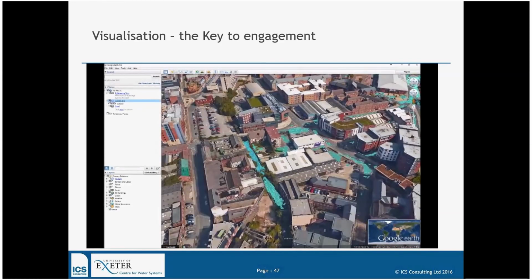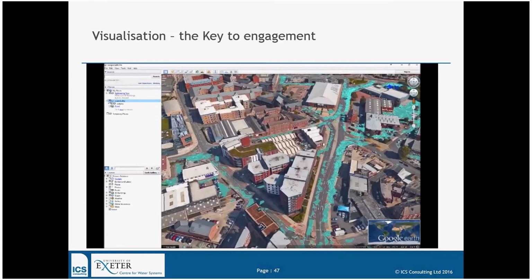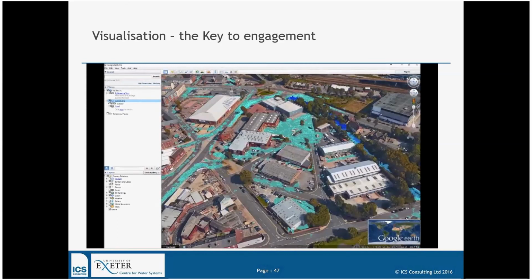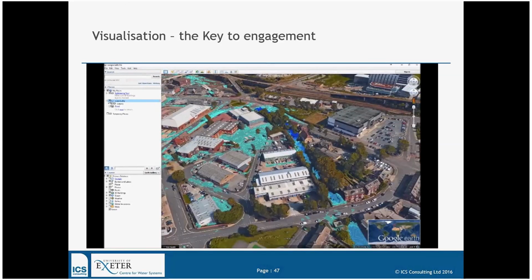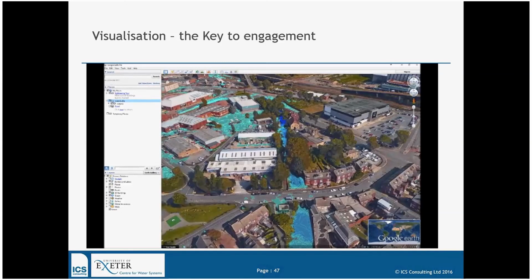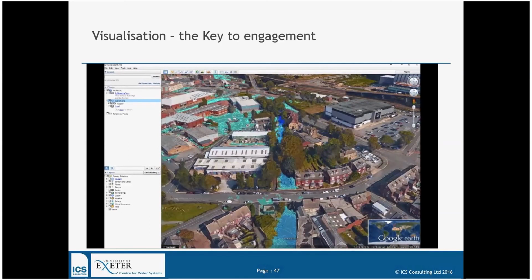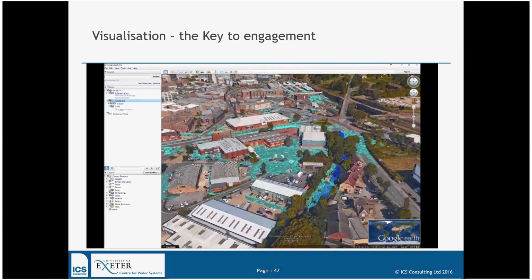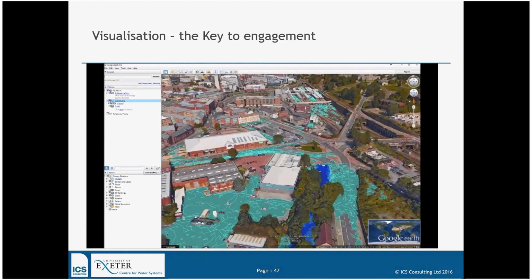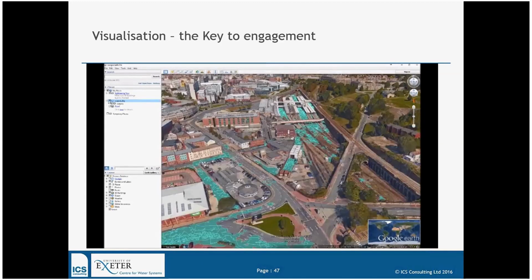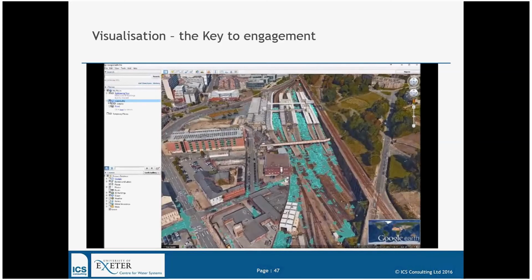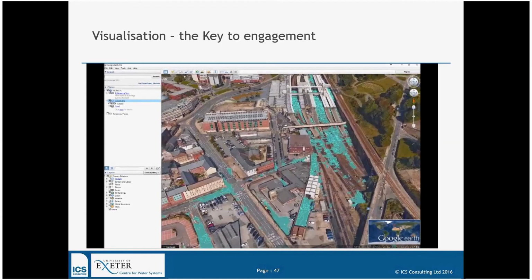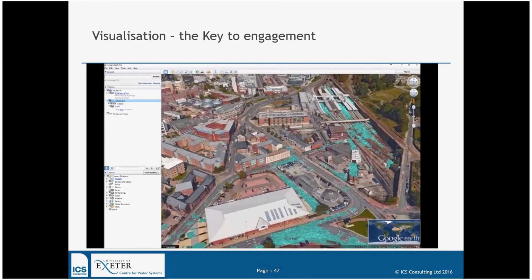So we can see we've hit a river there. Some more consideration modelling wise for rivers. Of course, we've modelled that as a dry river. Interestingly, up here, what I thought was a river is actually a railway station. Just shows you how the key to engagement is full visualization.